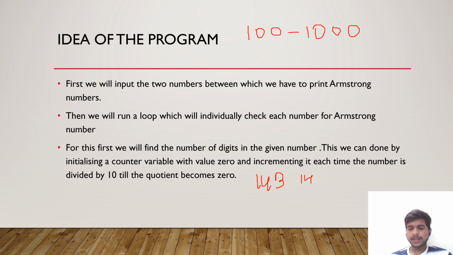In the next iteration, the counter variable would become 2, and the value stored in the number would be 1. And in the third iteration, the counter variable would become 3, and the value stored in the number would be 0. So the loop will exit. The value finally stored in the counter variable would be 3, which is the number of digits.